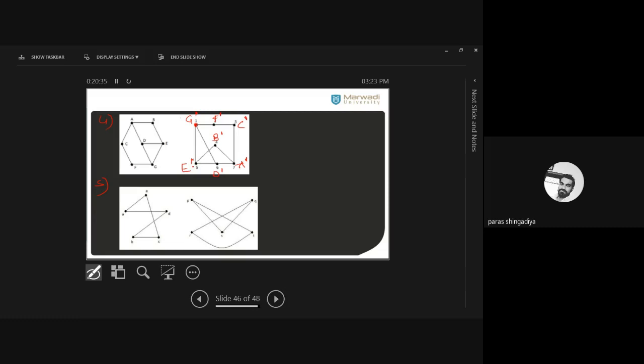Clear? The first step is important here, and all the remaining steps will be derived automatically. Clear? The first placement is important. So which place we consider as the right place for the first vertex, okay, the rest of the part is very easy. Okay. Now check for the last one. So that is all. Okay.